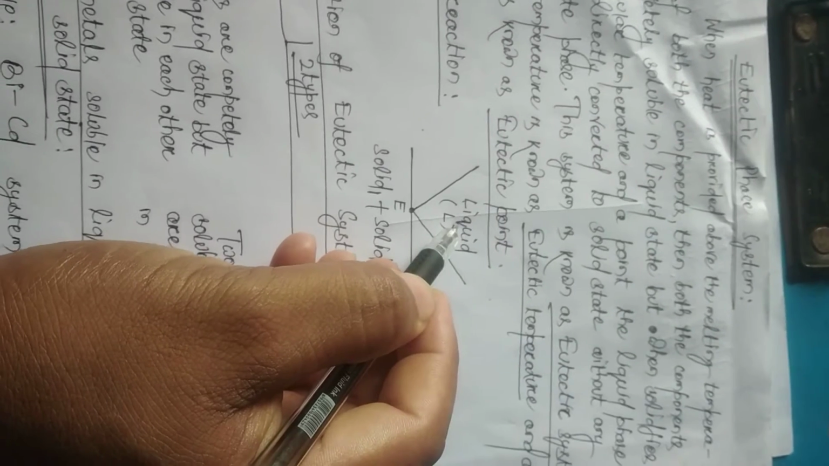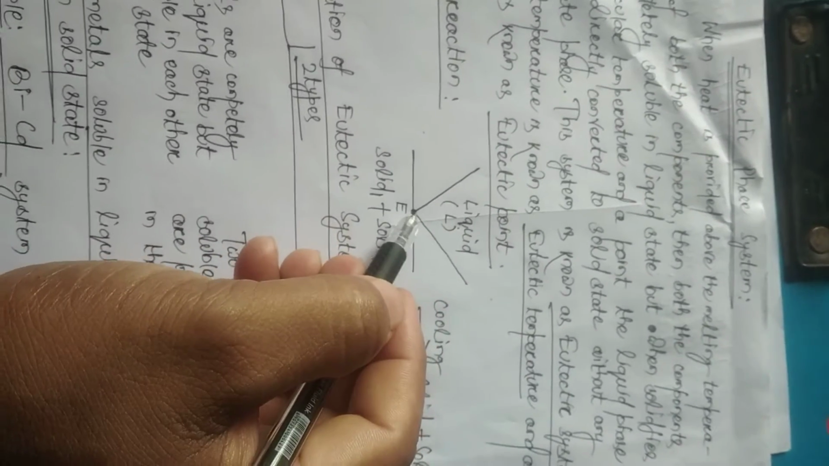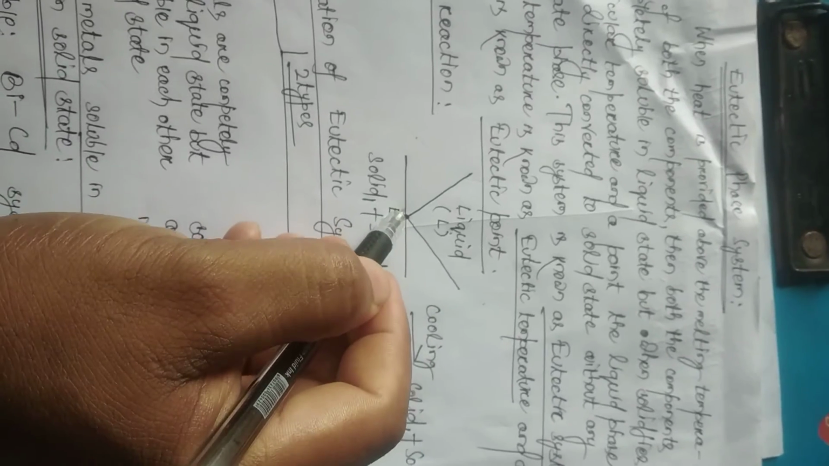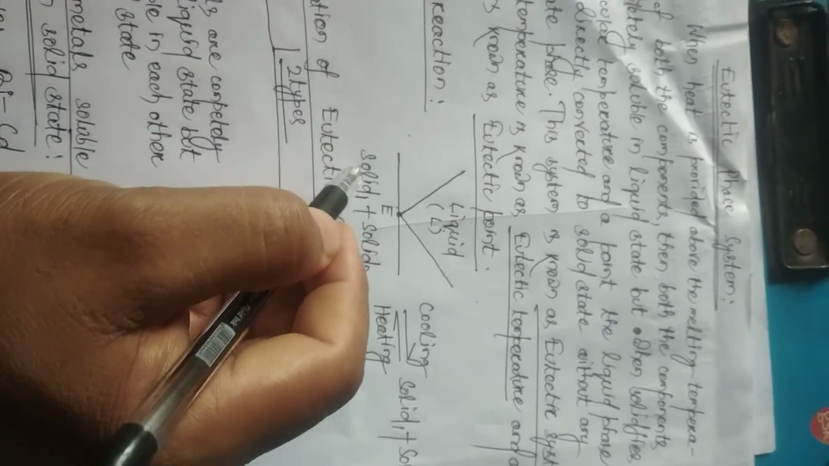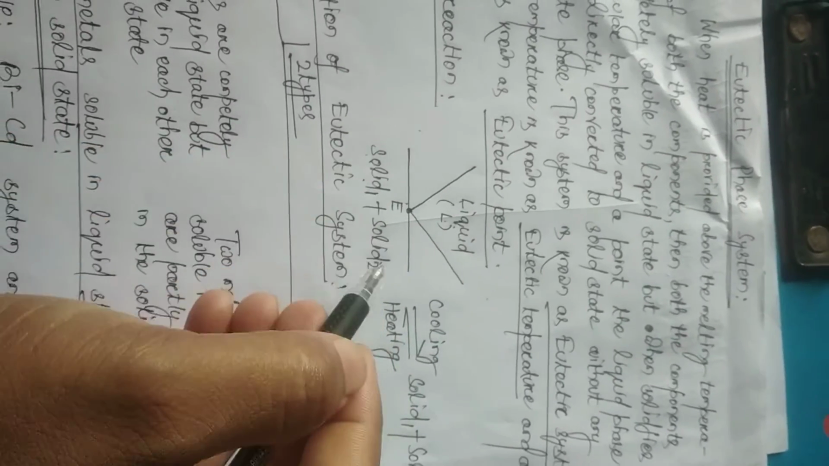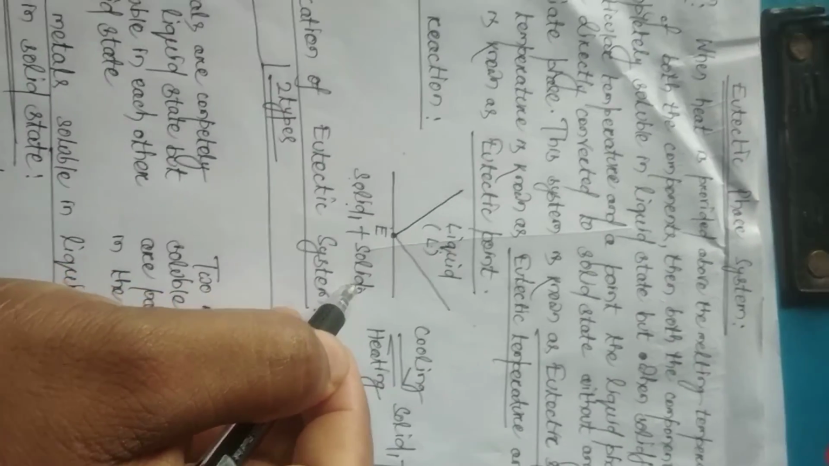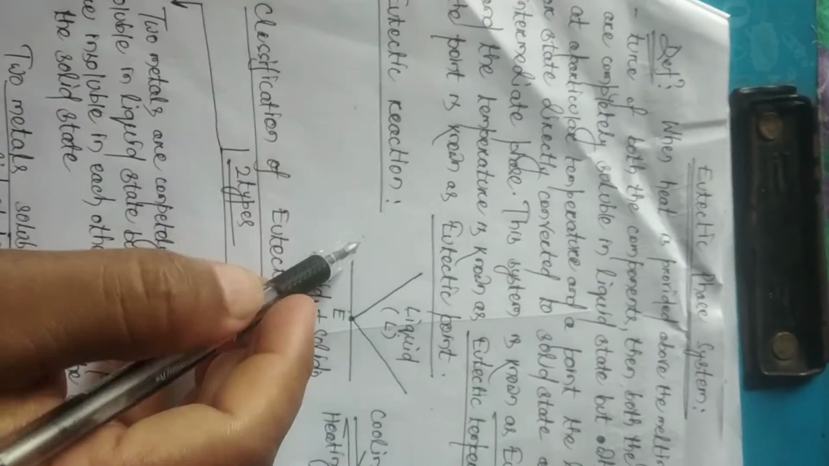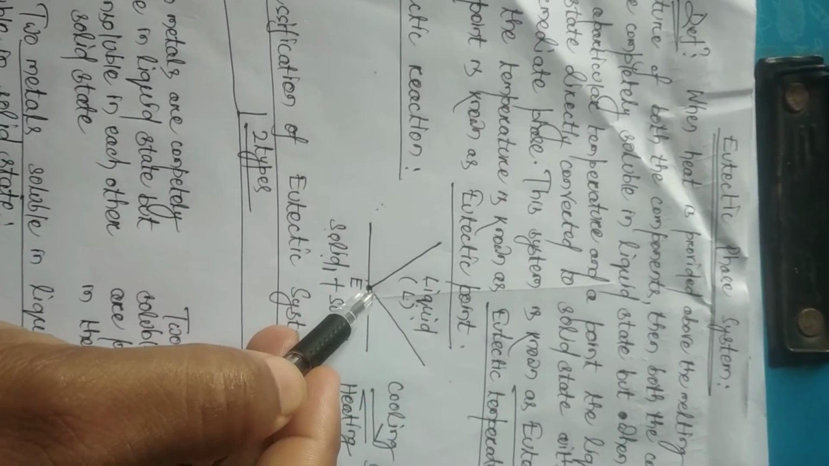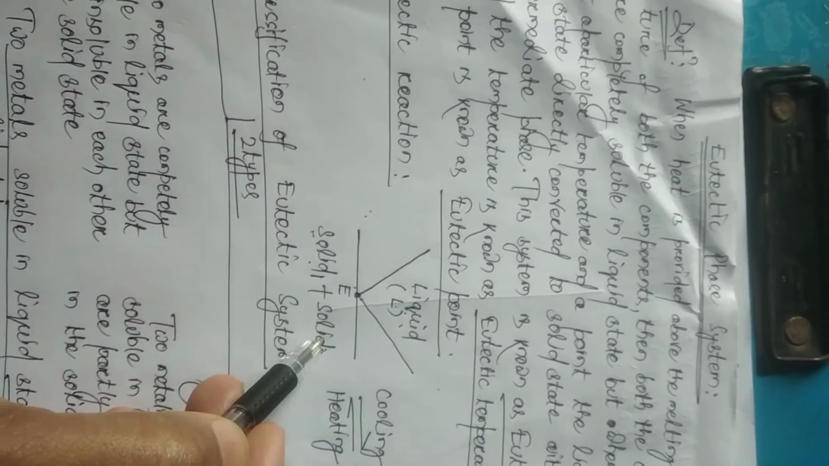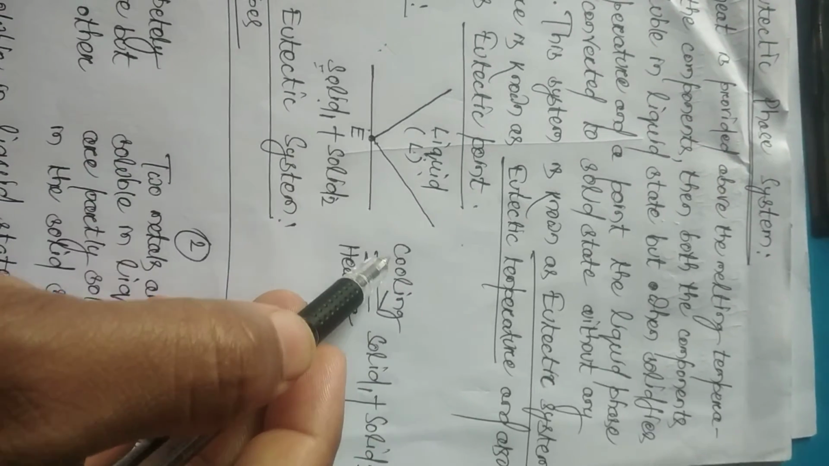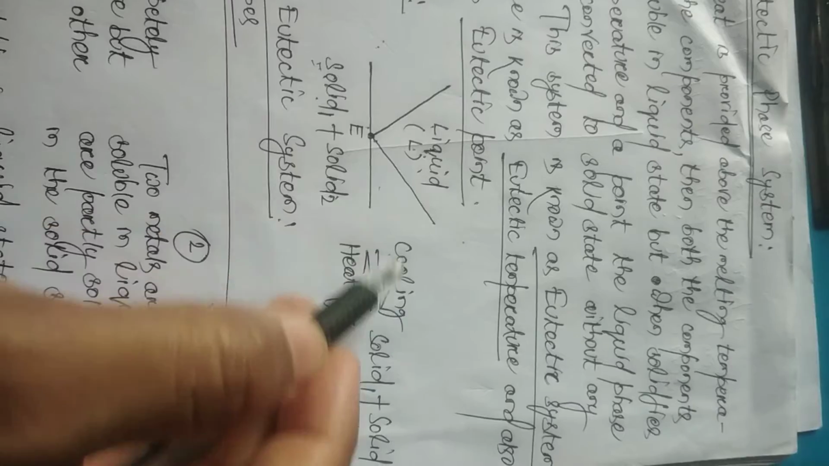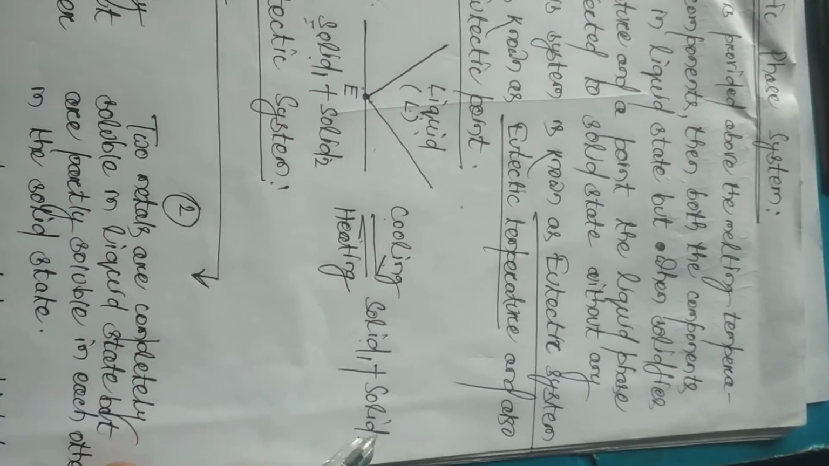As per the definition, at a particular point, at a particular temperature, the liquid phase is directly converted to solid phase, where we get two new solids, solid 1 and solid 2. So this is all about the eutectic reaction. Here liquid is directly converted to two new solids, solid 1 and solid 2. It is a reversible process. When we cool it, we get the two new solids, solid 1 and solid 2.